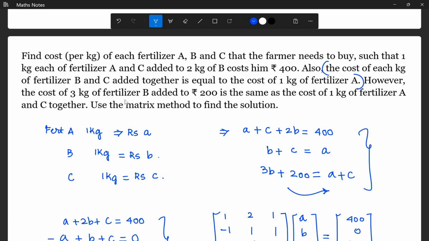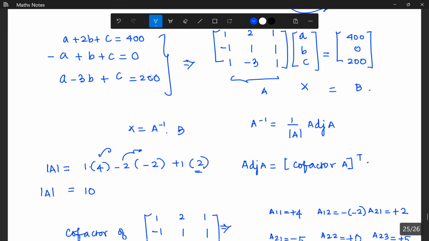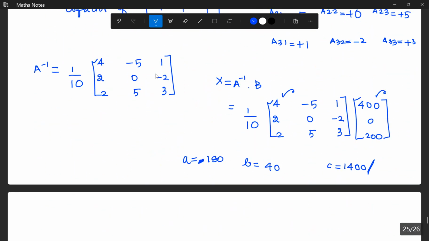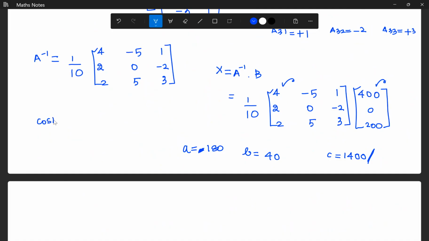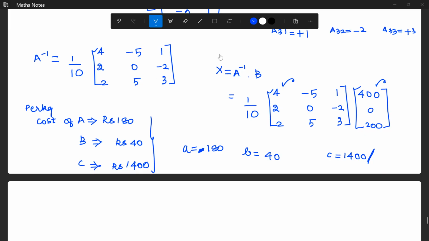Now the cost of 3 kg of fertilizer. Okay, I think that is part of the question. So we have found the cost of each fertilizer. The cost of fertilizer type A per kg would be rupees 180, and the cost of fertilizer B would be rupees 40, and the cost of fertilizer C would be rupees 1400. This is the necessary solution.